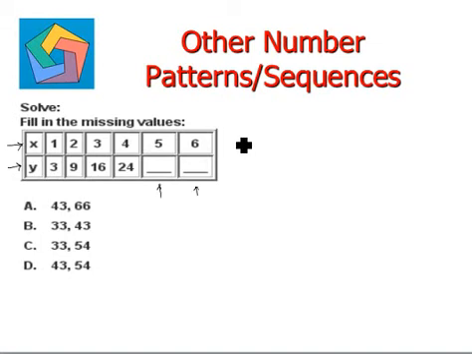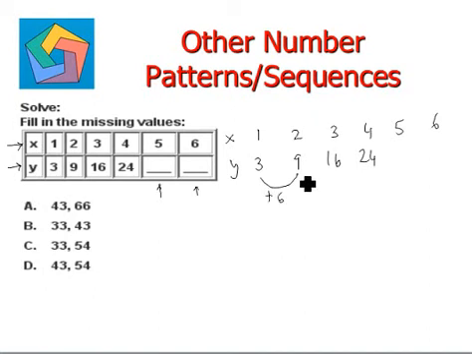Let's write down x and y. 1, 2, 3, 4, 5, and 6. 3, 9, 16, 24. Let's see what's happening here. 3 plus 6 is 9. 9 plus 7 is 16. 16 plus 8 is 24.